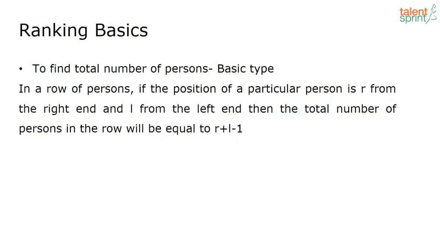Now the first formula that you should know is to find the total number of persons. In the question, if you are given a row of persons standing and the position of one particular person P, his position from the right end is R, and from the left end his position is L, then the total number of people in the row can be given using the formula R plus L minus 1. So this is our first formula that you should know.